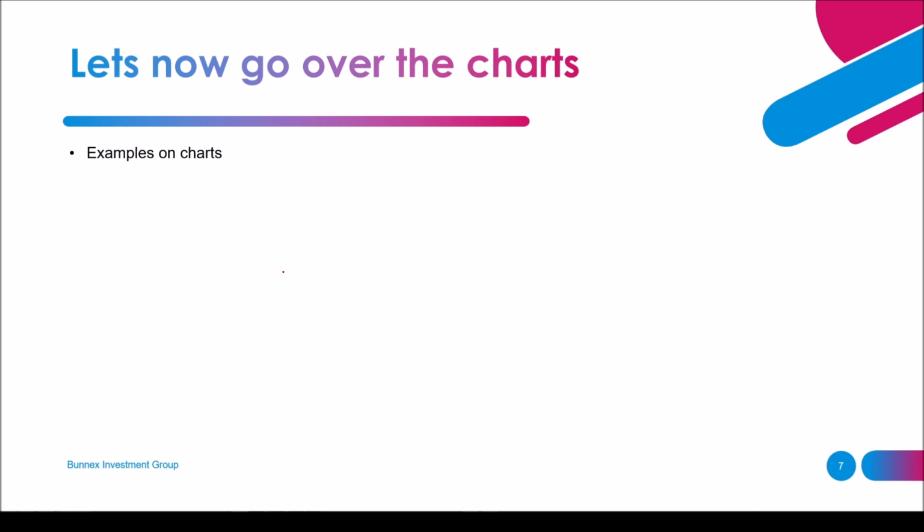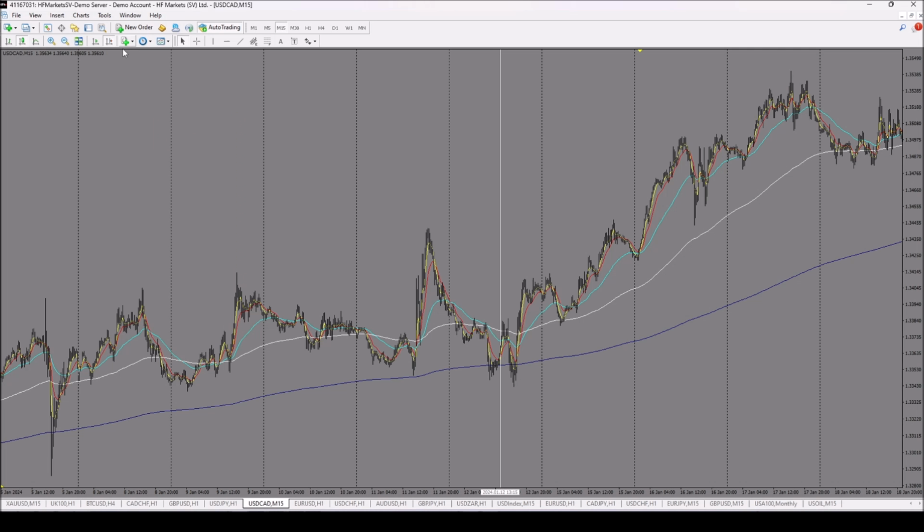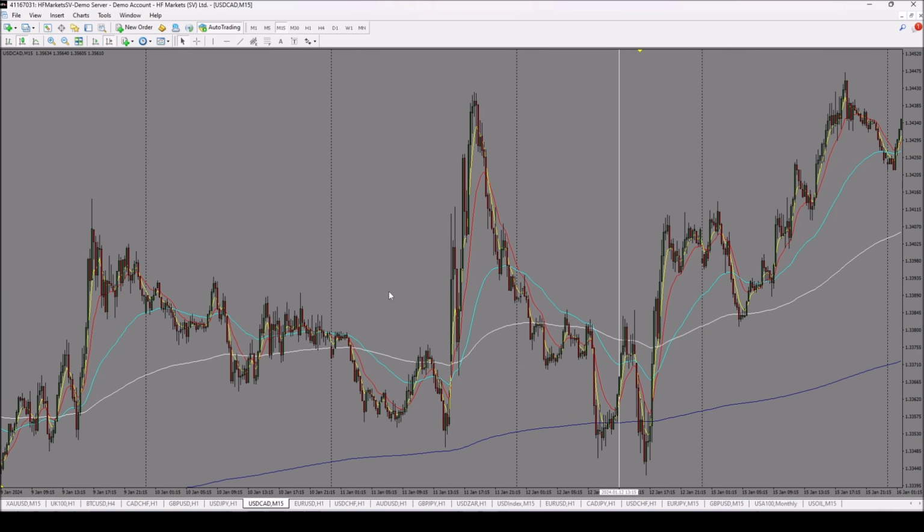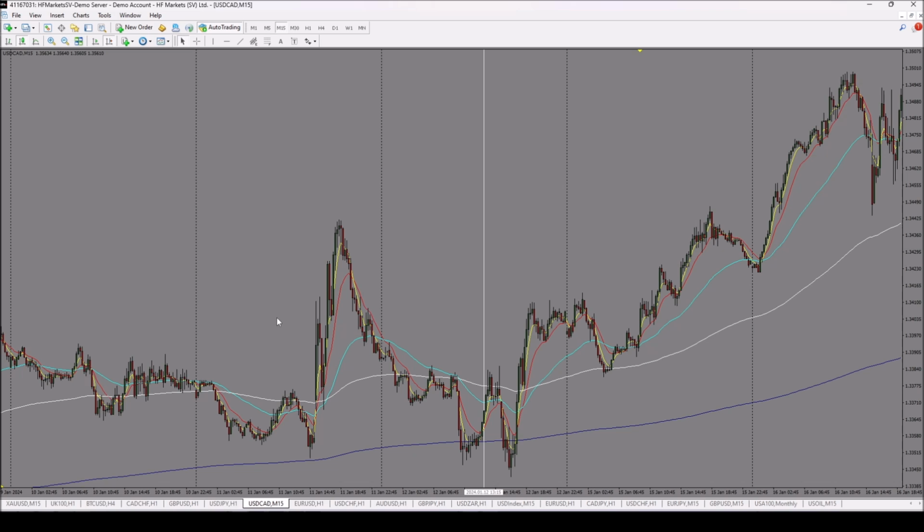Let's now have examples on the charts. So this is USD against Canadian dollar. We are going to look for the points that we've said. We said we need to see at least a 50 EMA crossover within level 1 and level 2, or impulse 1 and impulse 2.